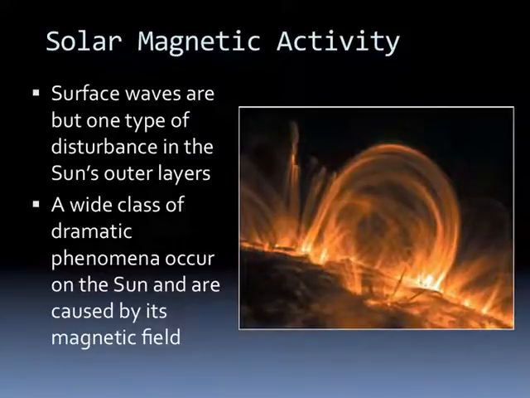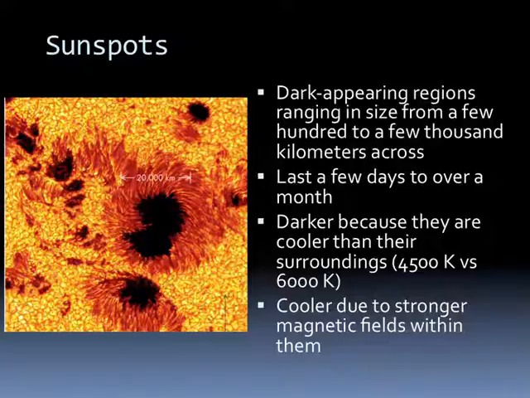Now, surface waves are but one type of disturbance in the sun's outer layers. There's a wide class of dramatic phenomena that occur on the sun, and they are caused by the sun's magnetic field. The first is sunspots. They're just dark appearing regions. They range in size from a few hundred to a few thousand kilometers across. They last maybe a few days to maybe over a month.